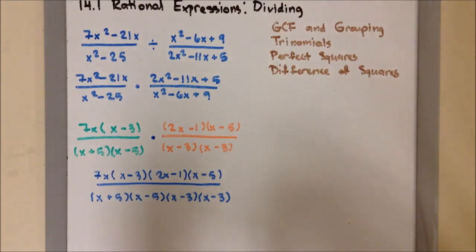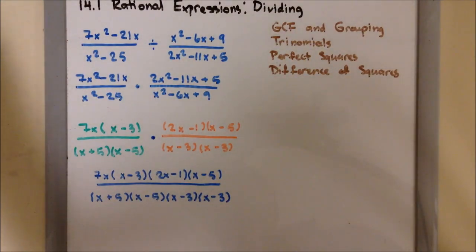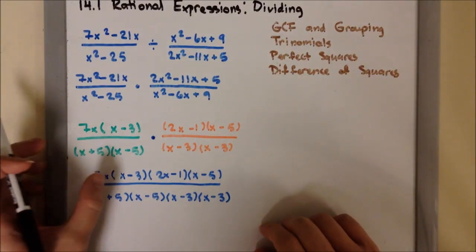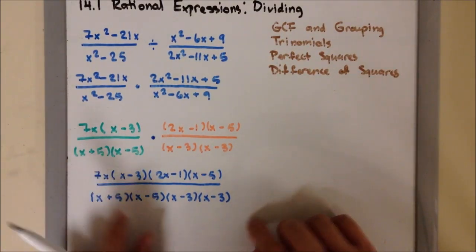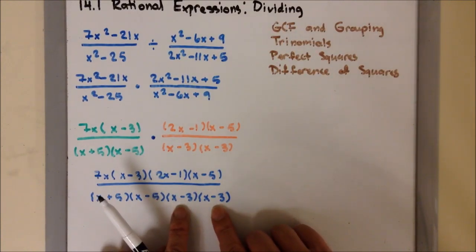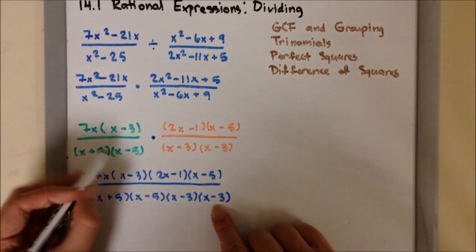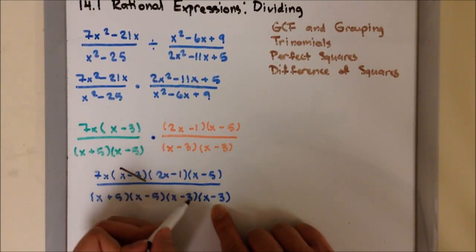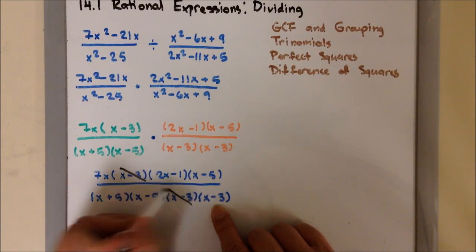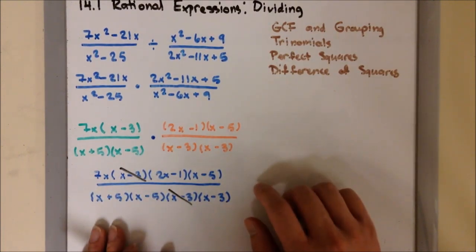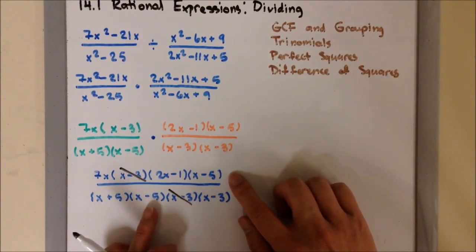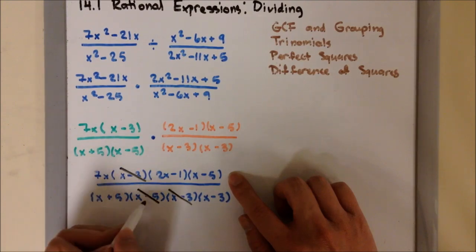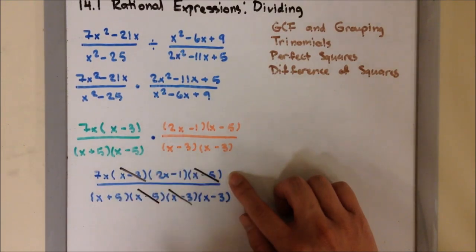Alright, let's check for common factors from top and bottom and divide them out if we have any. Here I have an x − 3 in the numerator, and I also have x − 3 in the denominator. Since I'm only dividing, meaning I'm crossing out one x − 3 from the numerator, I'm going to cross out one x − 3 from the denominator. Next, I'm going to look for another one. In this case, we have the x − 5. Since I'm dividing out one x − 5 from the denominator, I'm going to divide out one x − 5 in the numerator.